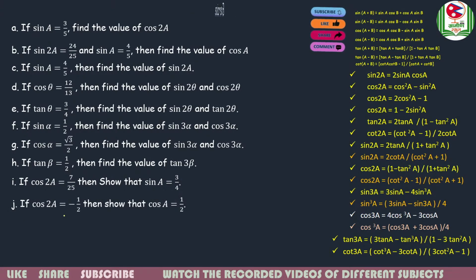Now in the next one, it is given cos 2A equals minus 1 by 2, and we have to show that cos A equals 1 by 2. So how will you find out? Similarly, as we have done in the case of sin A, we can apply the same formula, that is cos 2A equals 2 cos square A minus 1, and putting the value of cos 2A, and on simplifying we will get the value of cos A, and we are going to prove that cos A equals 1 by 2.